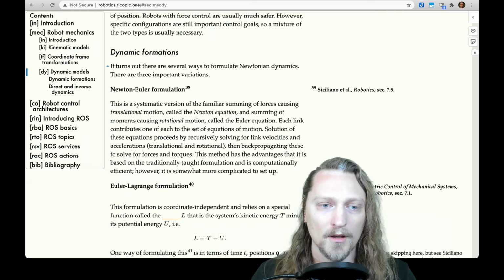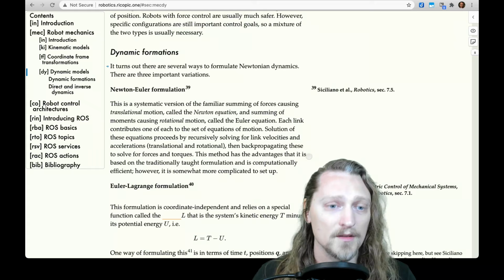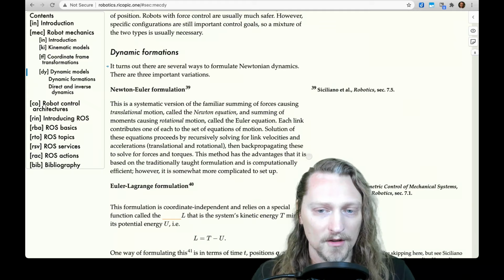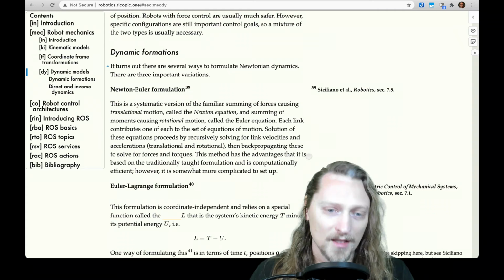Solution of these equations proceeds by recursively solving for link velocities and accelerations, translational and rotational, then backpropagating these to solve for forces and torques. This method has the advantages that it is based on the traditionally taught formulation, so you're familiar with it, and is computationally efficient. However, it is somewhat more complicated to set up and doesn't extend as well.